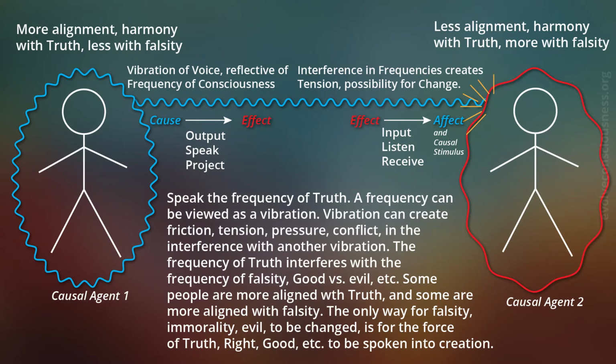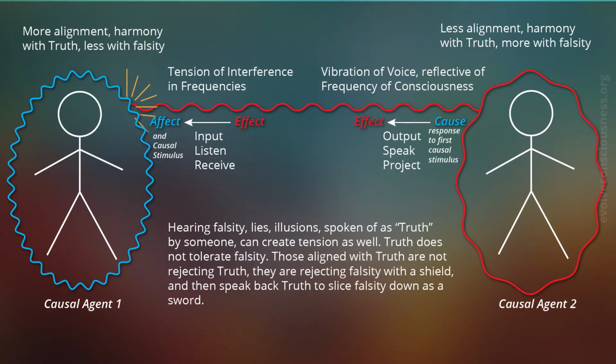And infographic number 3, we have the reverse direction. Now we have the person less in harmony with truth. They can respond and send their frequency of vibration onto the person who is at a higher frequency rate of vibration as well. So it goes the opposite way. So now causal agent 2 generates a cause as a response to the first causal stimulus from infographic 2 that causal agent 1 generated to causal agent 2.